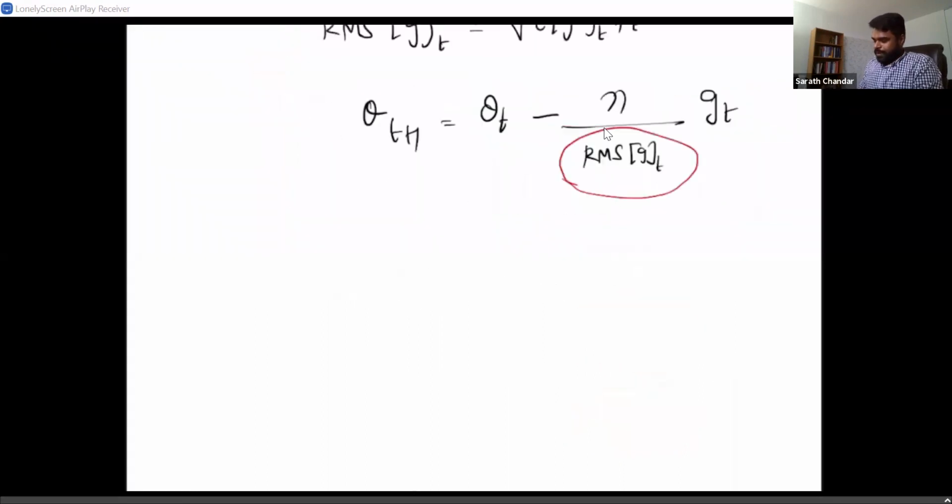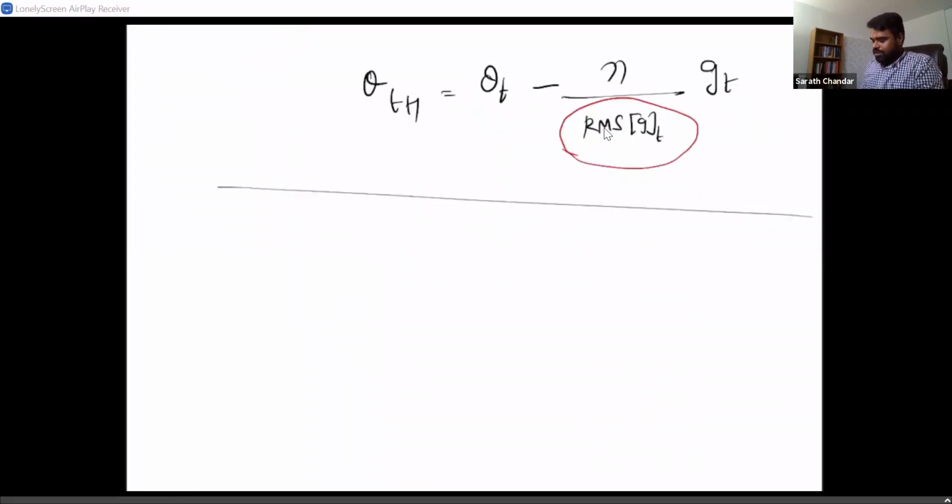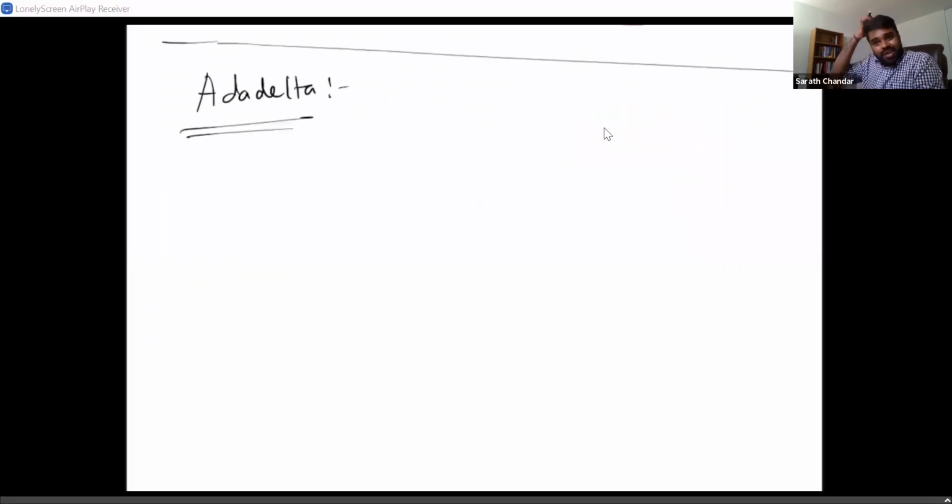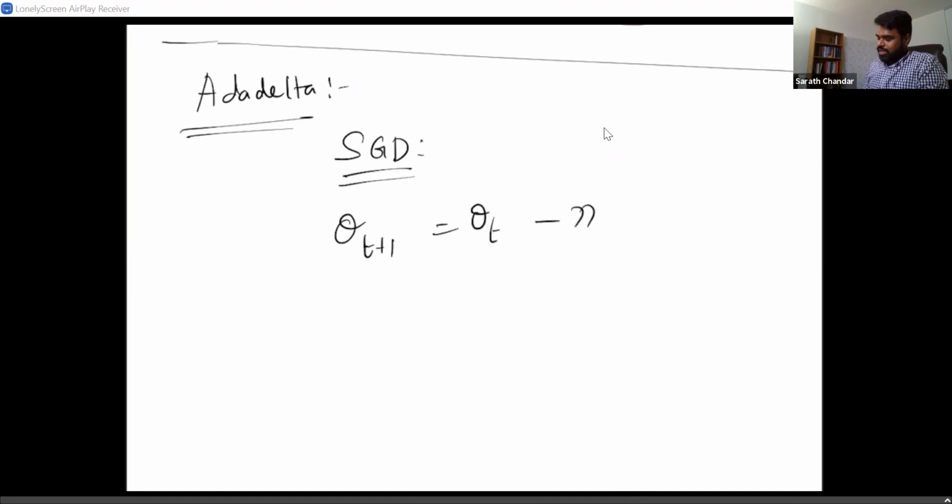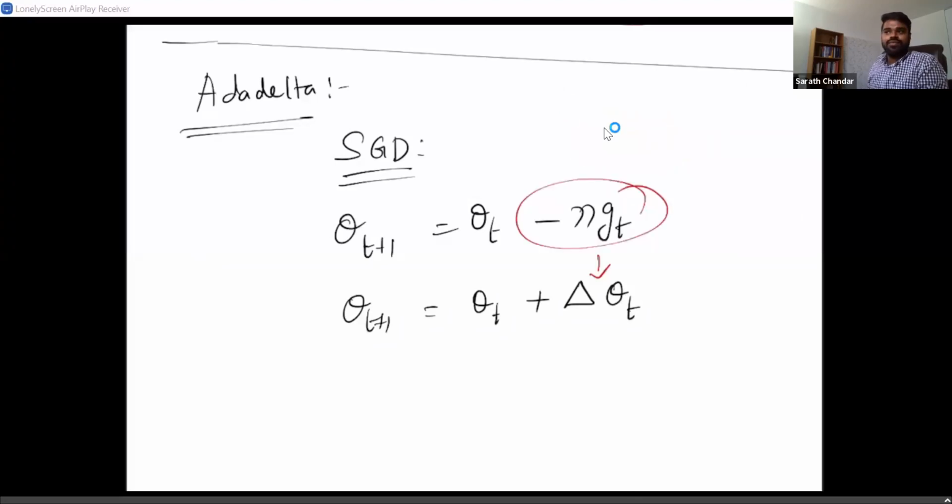Okay, so now we're going to look at yet another adaptive gradient method called Adadelta. Adadelta comes from a different motivation. Let's go back to our SGD. In the case of SGD, theta t plus 1 is equal to theta t minus eta times gt, right? So I can also write this as theta t plus 1 is equal to theta t plus some update. I'm just putting this whole thing as this.